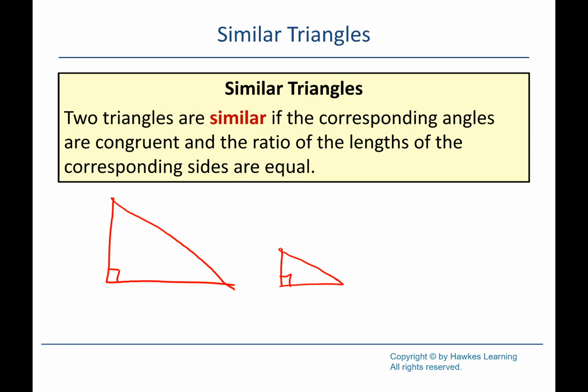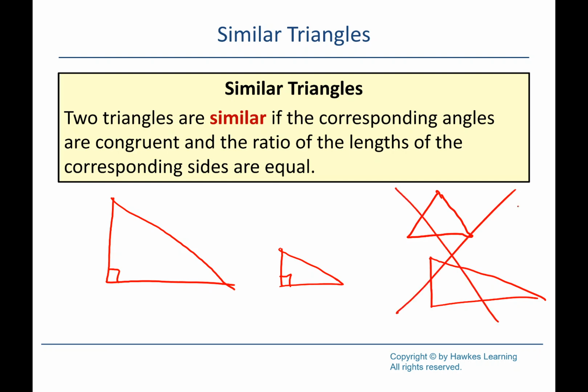Now if we had like this triangle and this triangle, they would not be similar because they're different kinds of shapes. Even though they're both triangles, their side lengths don't correspond to each other. They're different. So these are not similar.